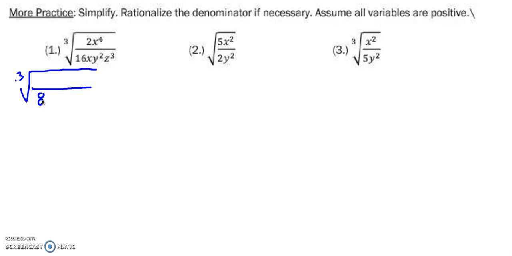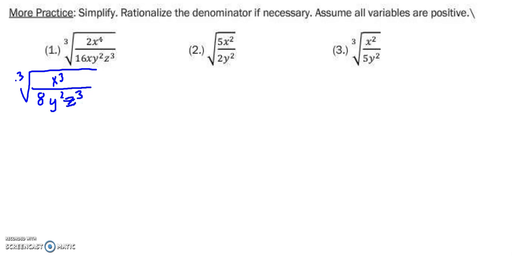And we have an x to the fourth in the numerator and an x in the denominator. We can cancel an x out of both of those. Leaves us with an x to the third in the numerator. And then we have a y squared and a z to the third in the denominator and no y's or z's in the numerator. So we'll just go ahead and bring those with us.